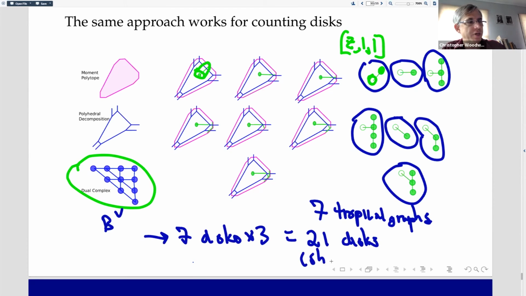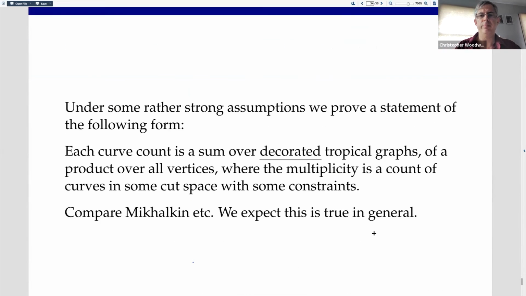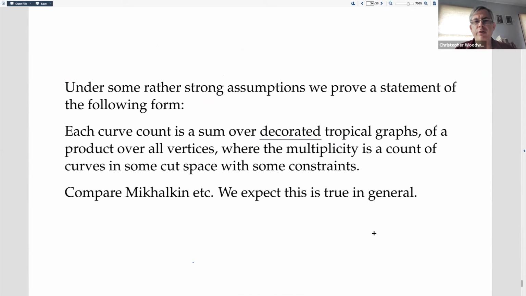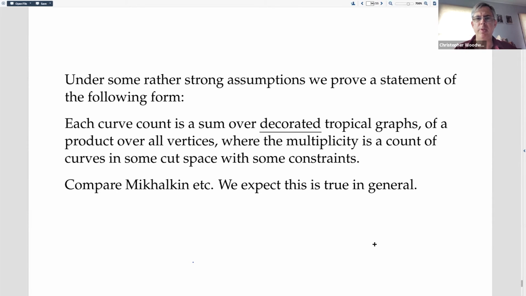So this was Sheridan's conjecture that for this particular example, there are 21 of them. Under some strong assumptions, we proved that any curve count can be written as a sum over decorated tropical graphs of a product over all vertices, where the multiplicity is a count of curves in some cut spaces. It's sort of a generalization of the Mikhalkin curve count theorem for P2. We expect that something like this is true in general, but we certainly can't prove it. We proved it in some situations, like if you assume all of the cut spaces are toric and the Lagrangian is just in one piece, and so on.